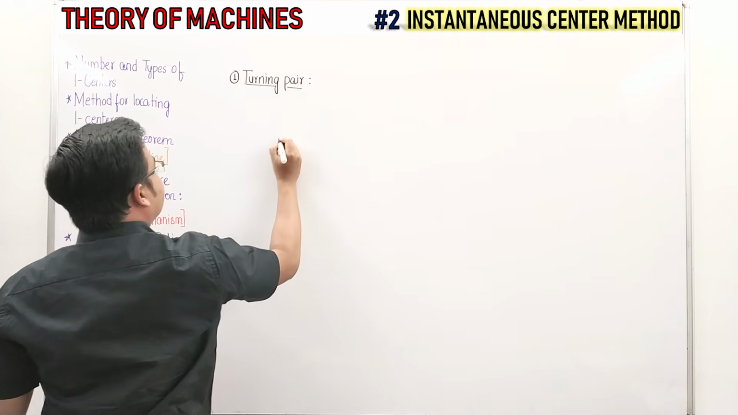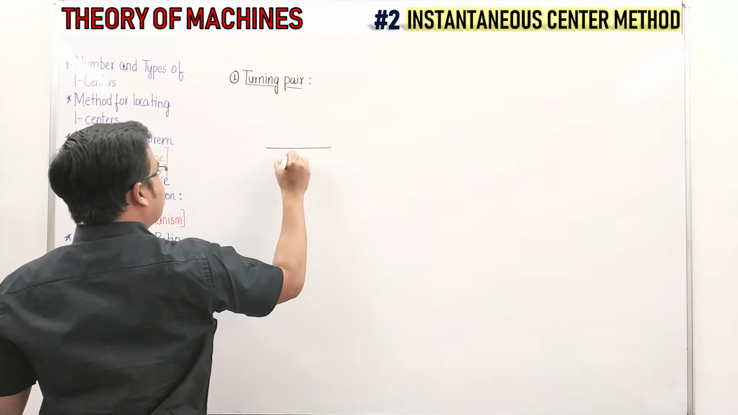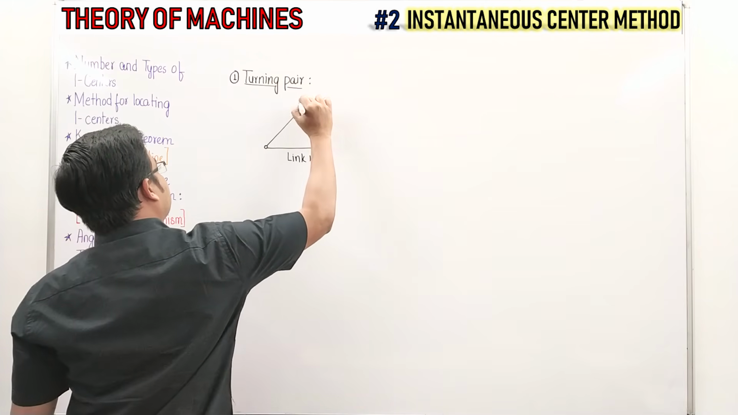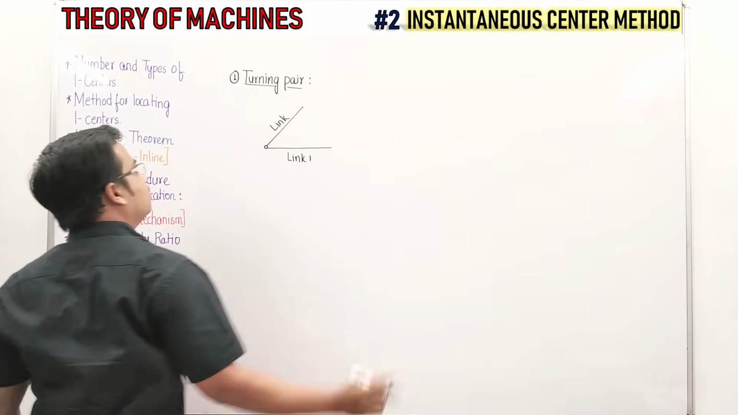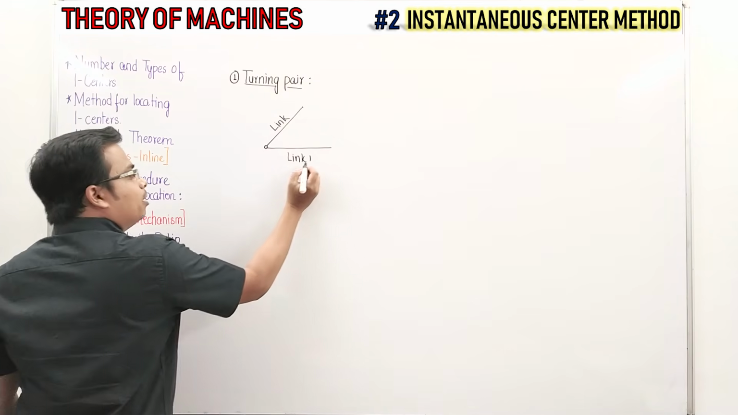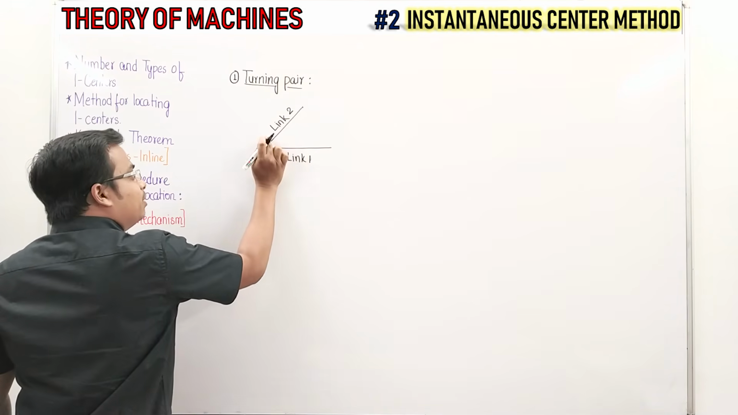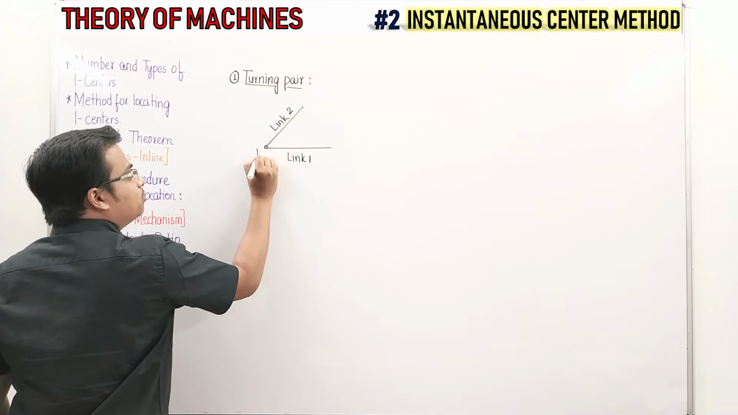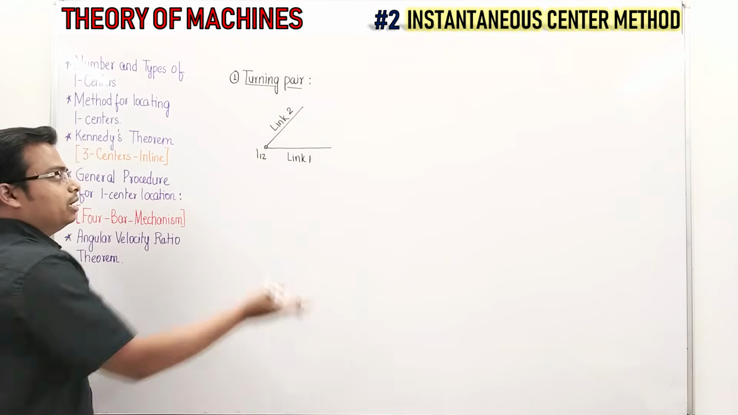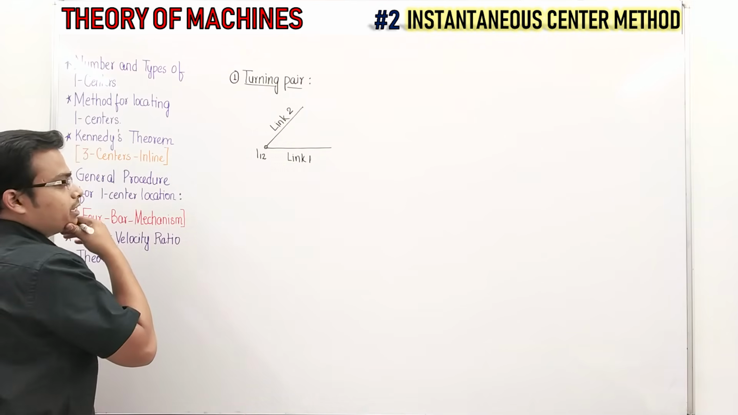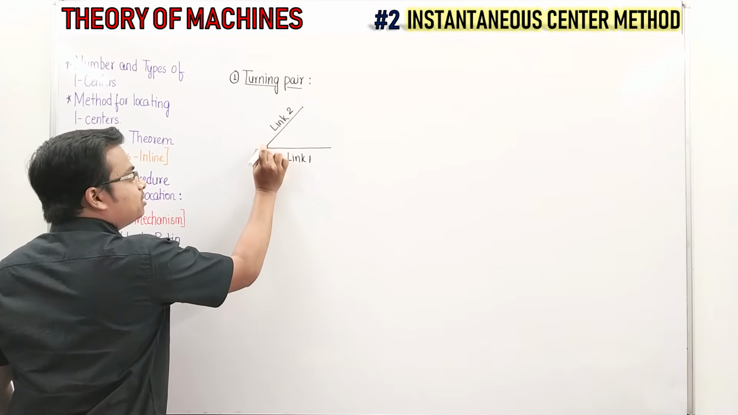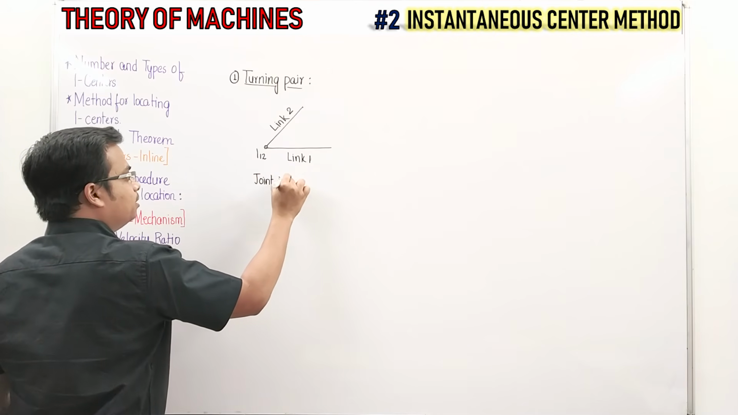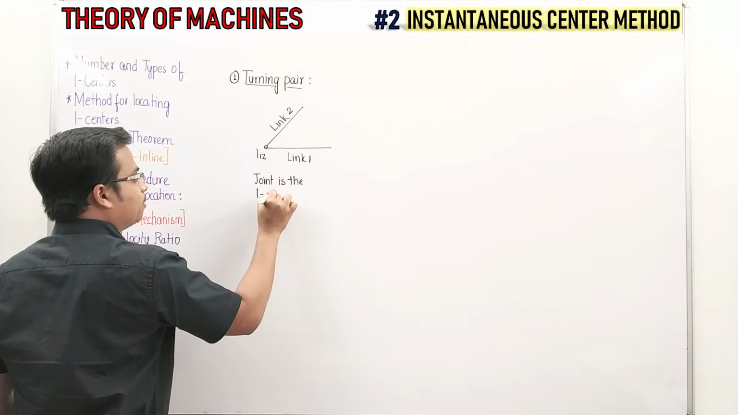So what would you call a turning pair? It's something like this. Let's say this is our link 1. There is a joint and there is another link, let's say this is going to be called link 2. Now, this is link 1, this is link 2. Wherever they intersect, this is the joint, and the joint is the eye center. So this is going to be called eye center I12. So link 1 and link 2 form a turning pair. They can move with respect to each other. Their point of intersection or their joint is the eye center. Let me write this conclusion: joint is the eye center.